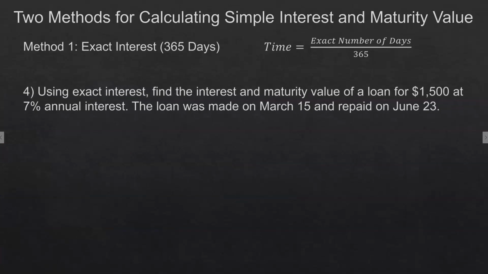All right, let's look at the next one. On this one, we're going to calculate this two different times. One of those is with exact interest, and that's using a time period of 365 days versus ordinary interest where we would use 360.